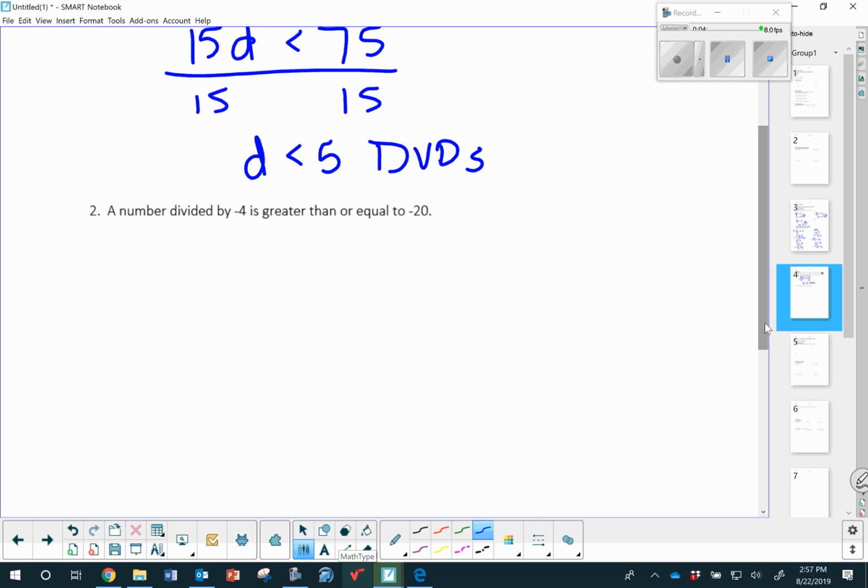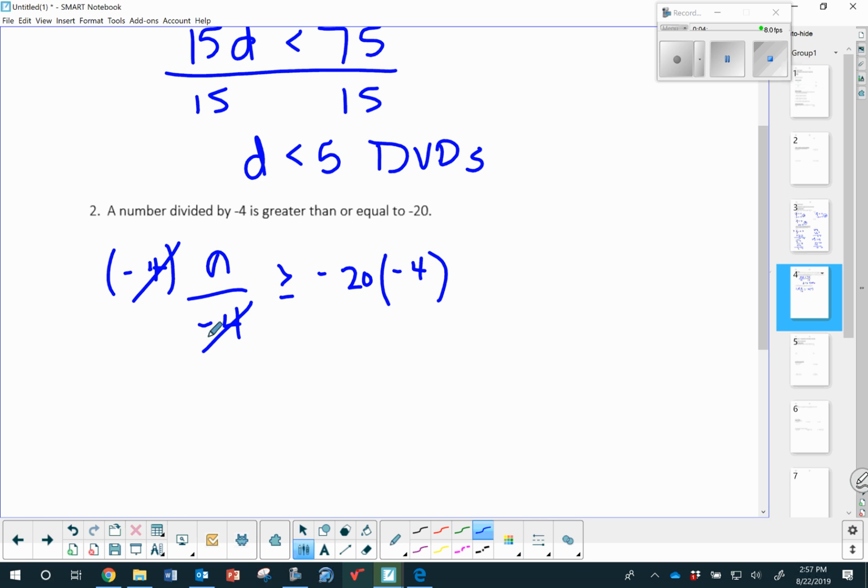All right, number 2, it says a number divided by negative 4 is greater than or equal to negative 20. So I'm just going to set that up. A number divided by negative 4 is greater than or equal to negative 20. Multiply each side by negative 4. I'm multiplying by a negative, so my inequality sign has to flip. So my number is less than or equal to 80.